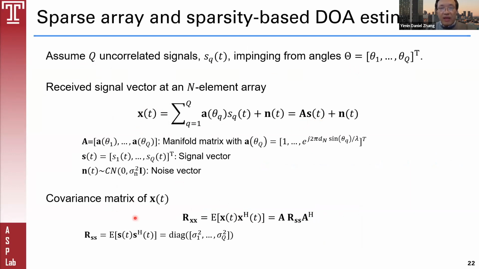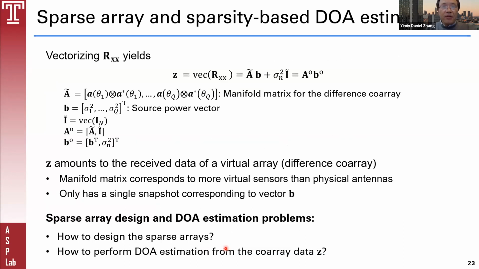And then we calculate the coherence matrix of x(t). We get R_xx equal to A R_ss A Hermitian, where R_ss is the coherence matrix of the sources. And for uncorrelated sources, this will become a diagonal matrix. So if we vectorize R_xx, then we get vector z such that this can be represented as A tilde b plus sigma_n squared i tilde, where the A tilde will contain columns that are the Kronecker product of the original steering vector and its conjugate.